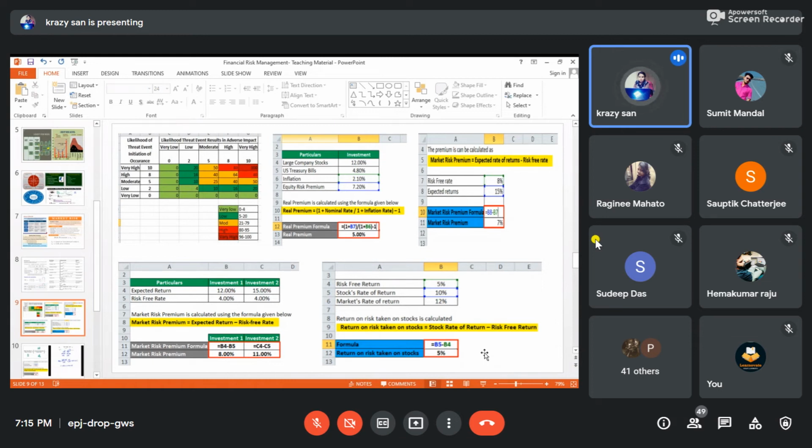Larger company stock investment is 12%, US Treasury bill is 4.80%, and inflation is 2.10%. You just calculate the real premium with the use of the formula. And the premium also calculated as market risk premium is the expected rate of return minus the risk-free rate, which we have discussed earlier also. With the help of technology and software, the calculations have become very easy. We just need to focus and understand it.